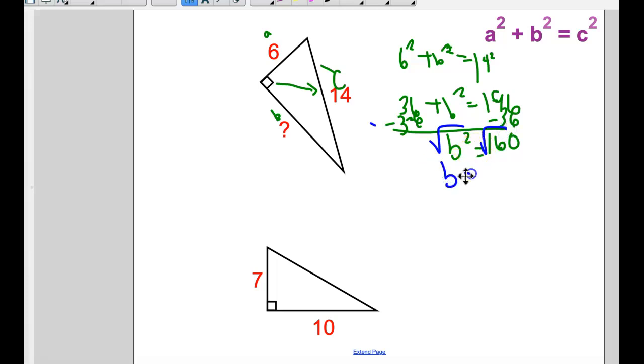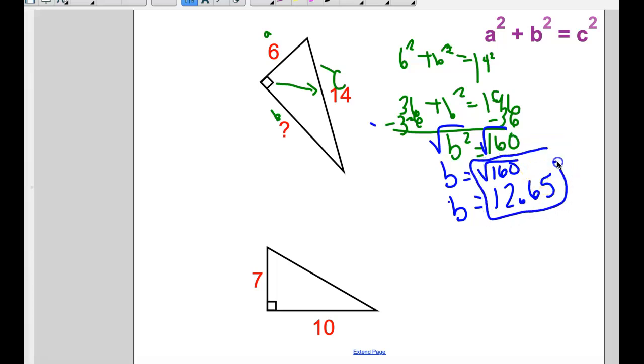My two answers are the square root of 160, and then I'm going to type it into my calculator and round my answer to the nearest hundredth. So I'm going to have B is equal to 12.65, because it was a 4 in it, it's going to round up. So my two answers are the square root of 160 and 12.65.